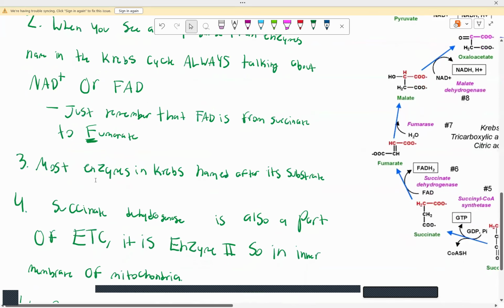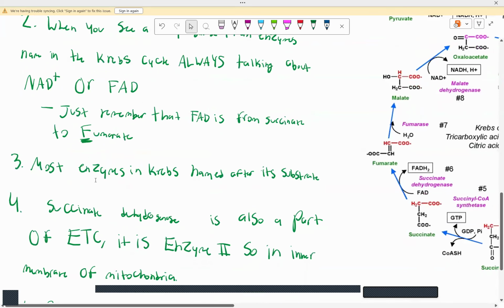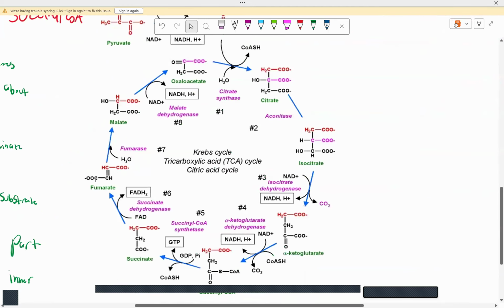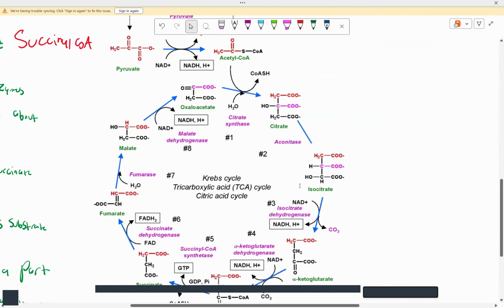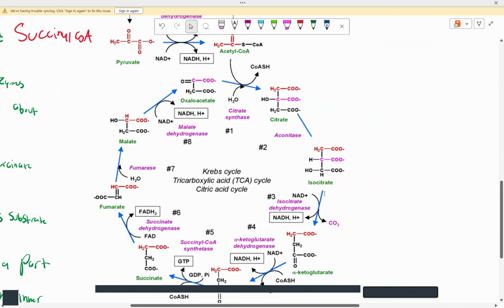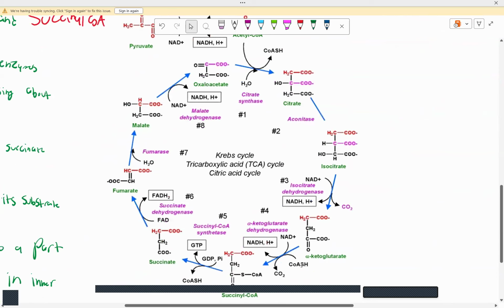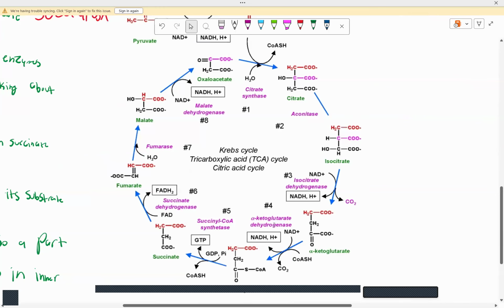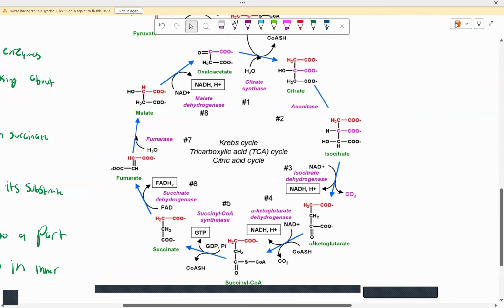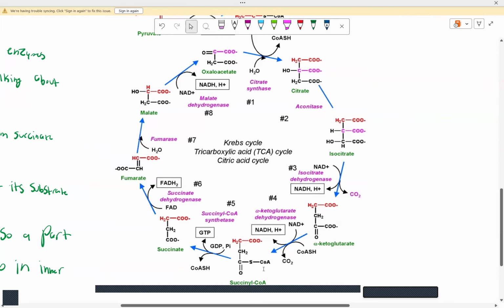Most enzymes in the Krebs cycle are named after their substrate. If you go through, for example, first right near here for step number 3, you have isocitrate dehydrogenase. That's going from isocitrate to alpha ketoglutarate. Isocitrate was the substrate, so it was a reactant, and then it's going to create alpha ketoglutarate. Same thing with alpha ketoglutarate dehydrogenase, going from alpha ketoglutarate to succinyl-CoA, and so on and so on. You will see that as a common theme.